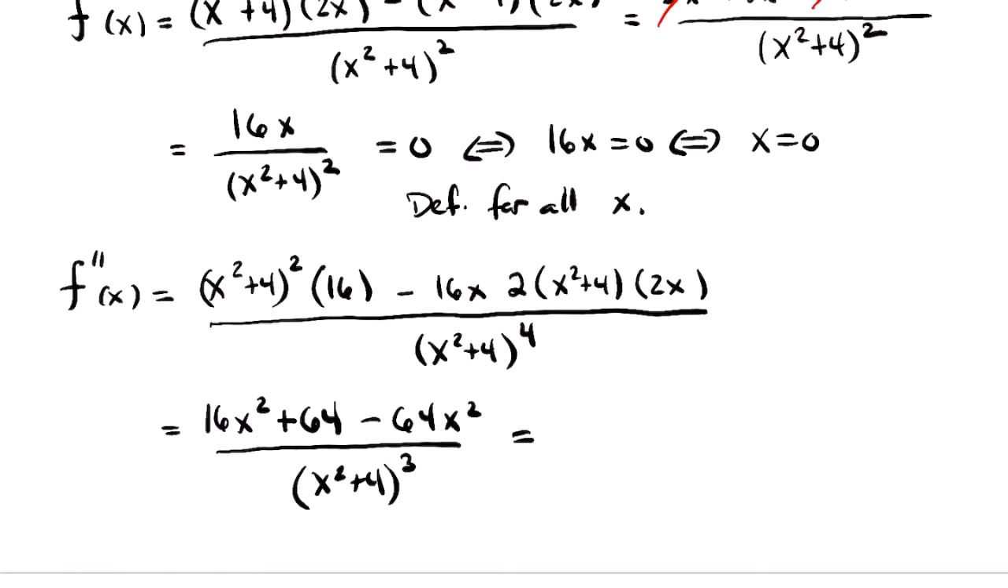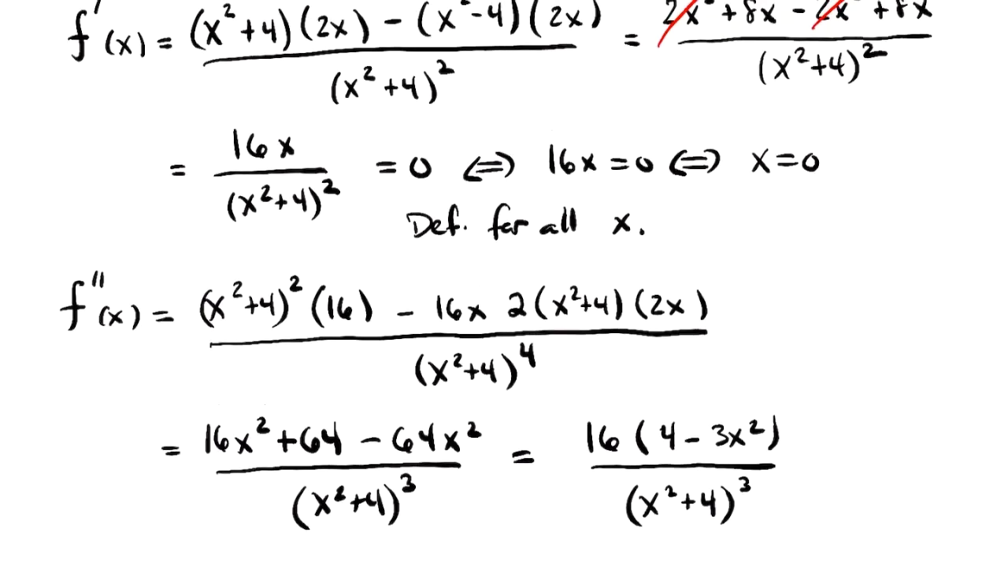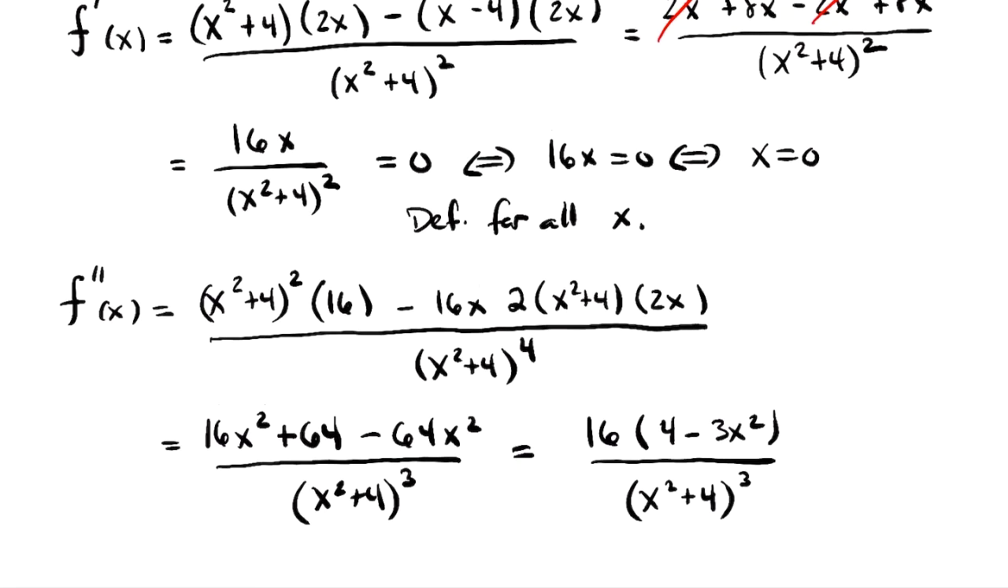Okay, so now in this numerator, if we factored out a 16 out of everything, then what would be left in there after we do that? I would have an x squared, a 4, and a negative 4x squared. So that's going to simplify to just 4 minus 3x squared in those parentheses, and the denominator is not doing anything. All right, and once again, I can see where that's equal to 0 and where it's not defined. It's never undefined. The denominator is never 0. So this second derivative is equal to 0.